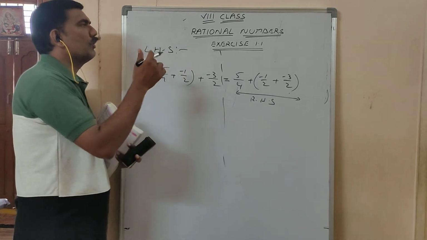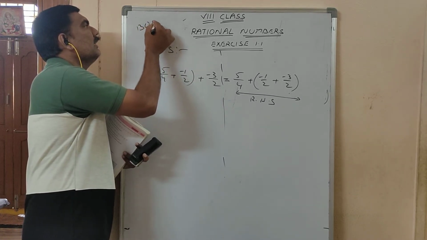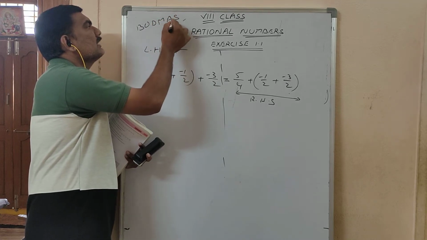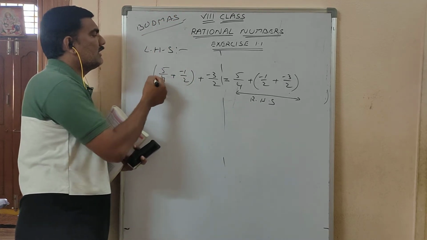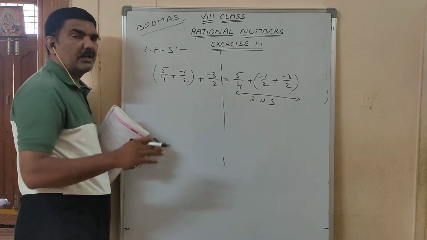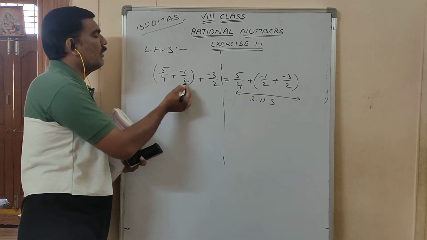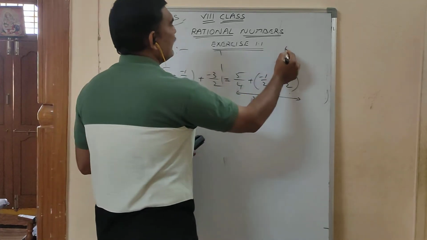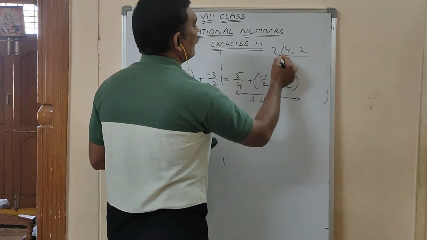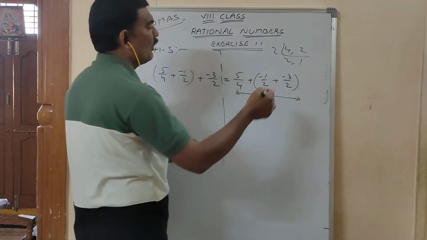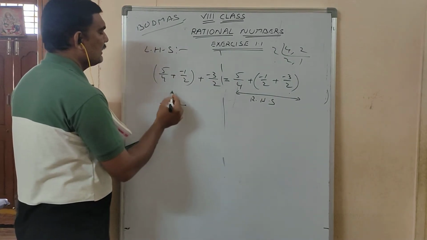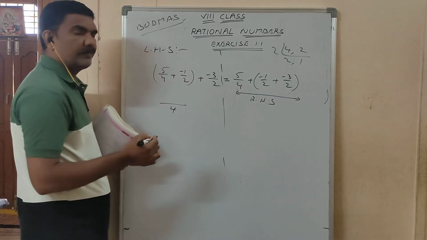Now the BODMAS rule. Whenever we are doing maths, this rule is very important. First, whatever is inside the brackets, you have to simplify. Here denominator 4 is there, here denominator 2 is there. LCM for 4 and 2: 2 2s are 4, 2 1s are 2. What are you getting? 4. LCM for 4 comma 2 is 4 only.